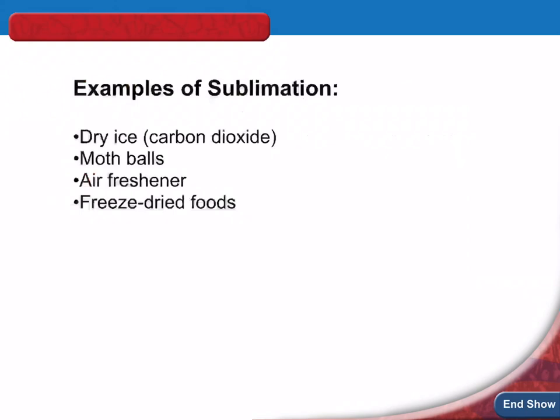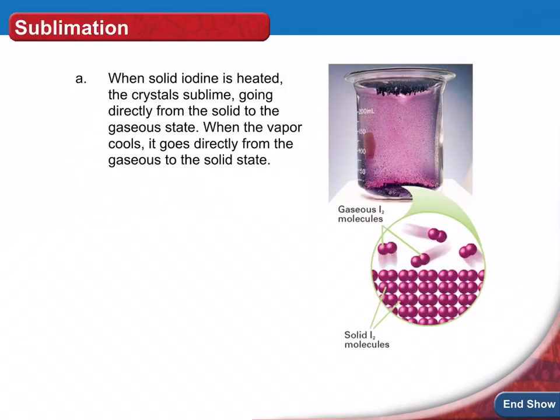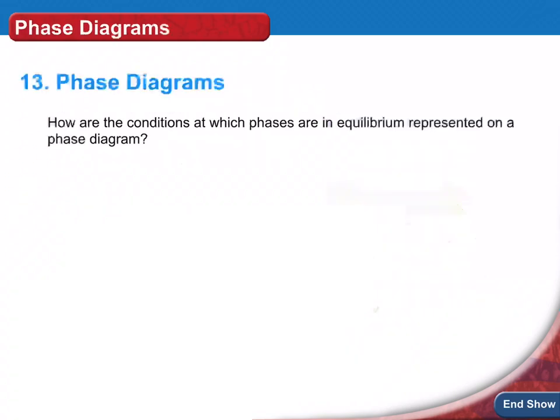Some of the things that you can probably already think of that do this: dry ice, that's probably the big one, but you've got mothballs, air freshener, freeze-dried foods, all that sort of stuff. Those will become gases directly. So here are just some examples, some iodine.